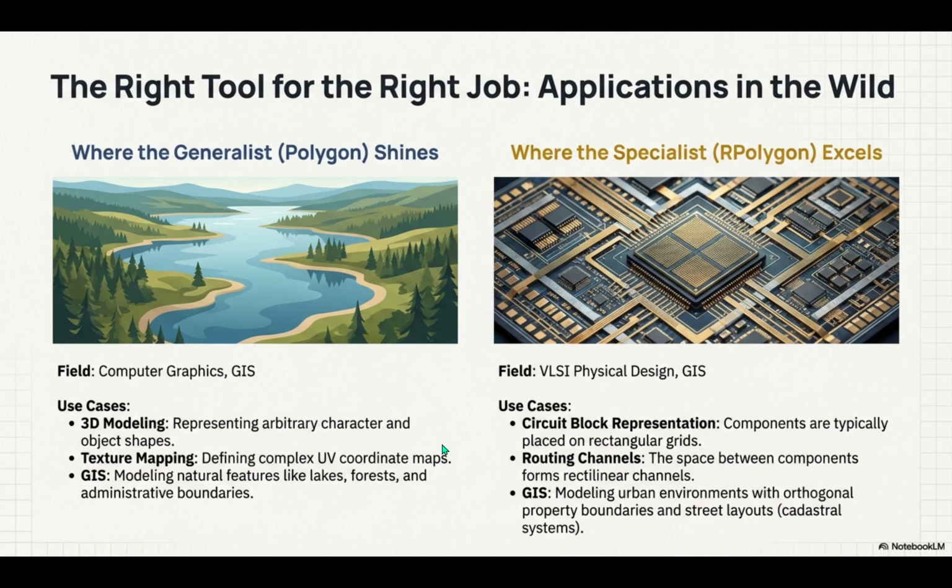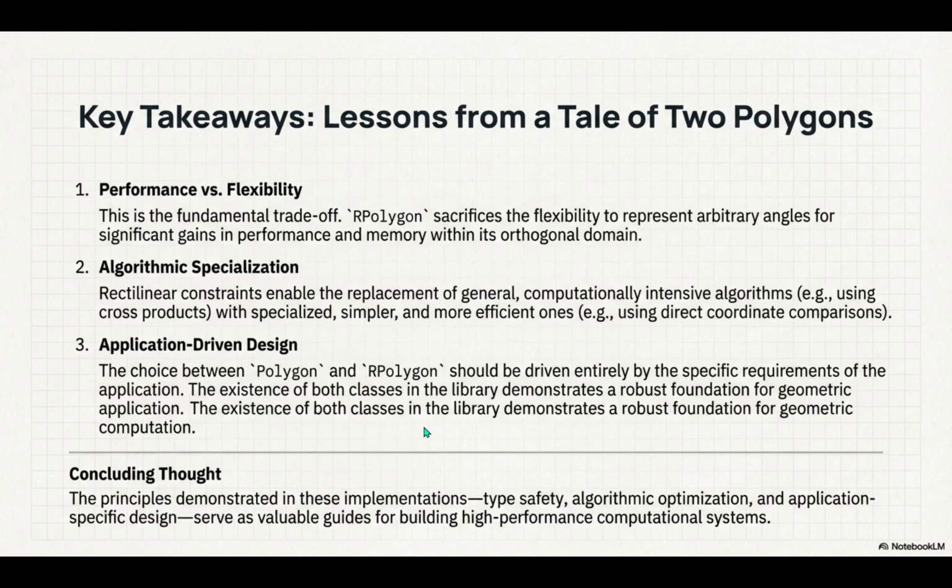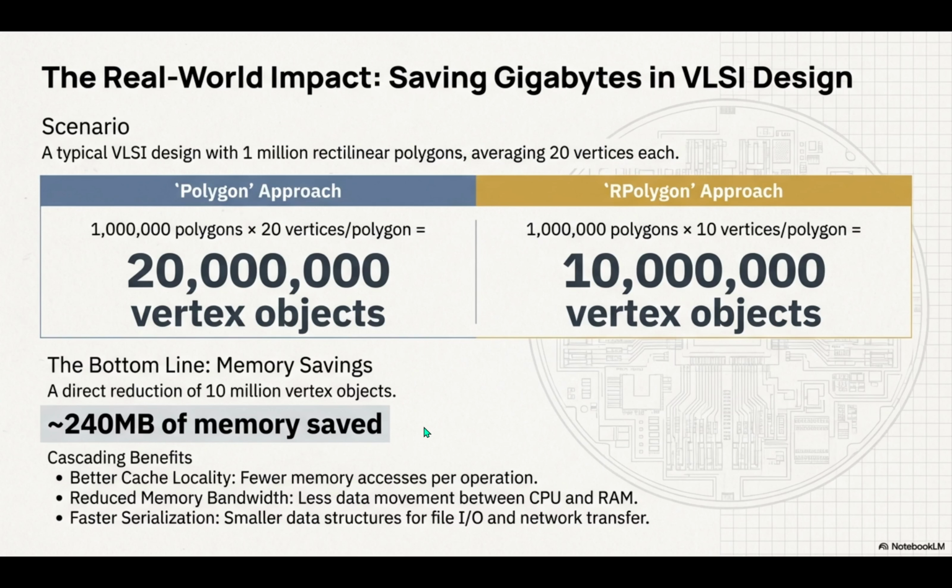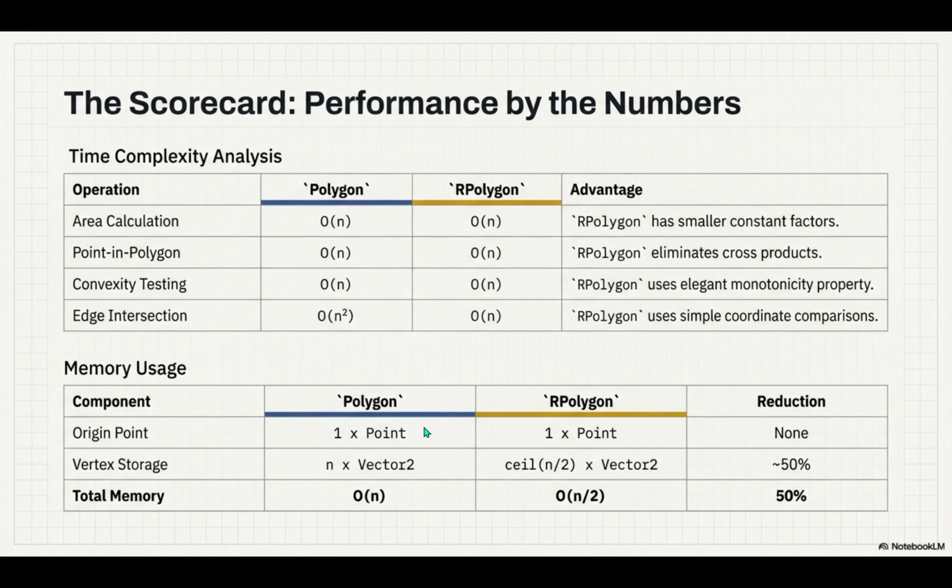And that memory hack is just the beginning. Once you've constrained the geometry, you can fundamentally swap out the computationally heavy algorithms you need for general shapes. Yeah, with significantly lighter, specialized versions, you just eliminate expensive math. Okay, let's look at the point in polygon test. If I'm a computer and I need to know if a coordinate is inside a shape, what's the difference?